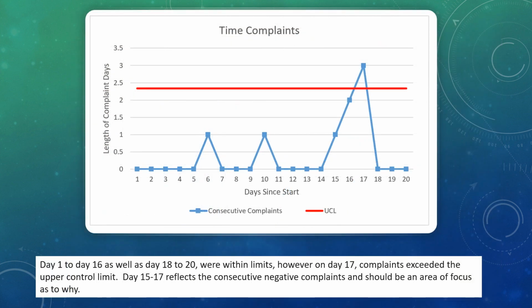And to finish this question, this is the final chart. Day 1 to day 16, as well as day 18 to 20, were within limits. However, on day 17, complaints exceeded the upper control limit. Day 15 to 17 reflects the consecutive negative complaints and should be an area of focus as to why.